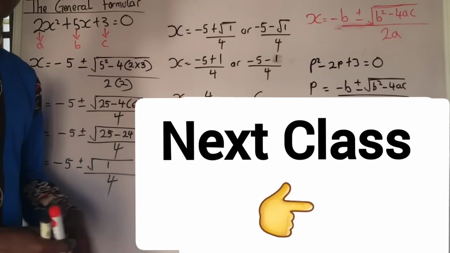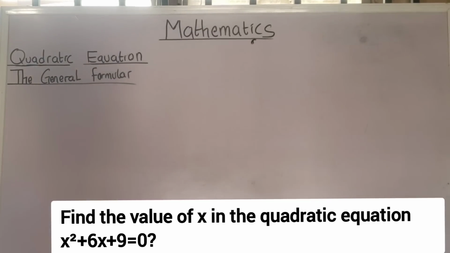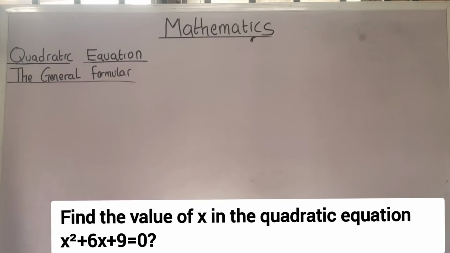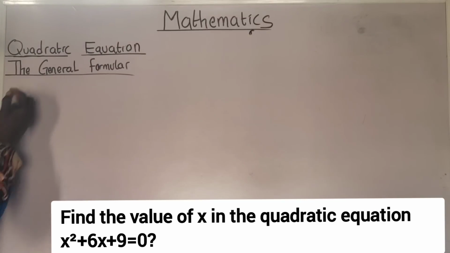So that will be all for this class. In this class, we are going to learn how to solve a quadratic equation using the general formula, or the quadratic formula. Okay, let's start with the first question. Find the value of x in the quadratic equation x squared plus 6x plus 9 equals 0.